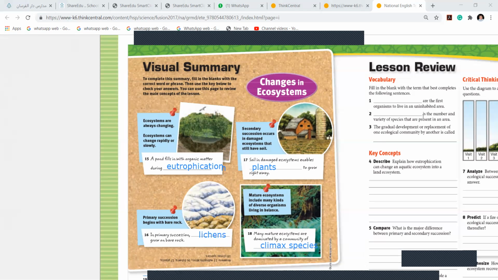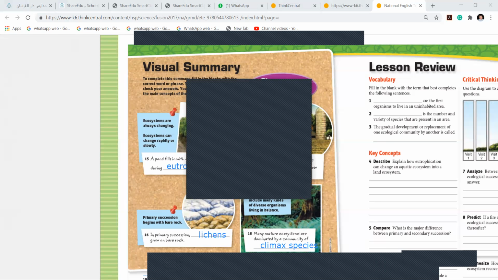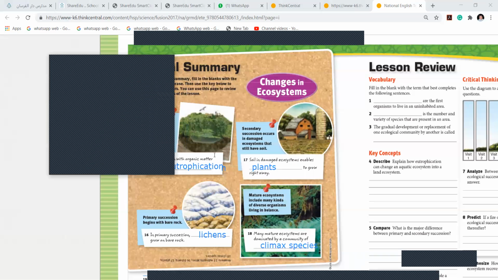Girls, the first organisms to live in an uninhabited area, whenever there is primary succession, the first organism which lives there, what are they called? Plant. Which species? Okay, plant. What name do we give? We say them pioneer species. Those species that stay at the first.